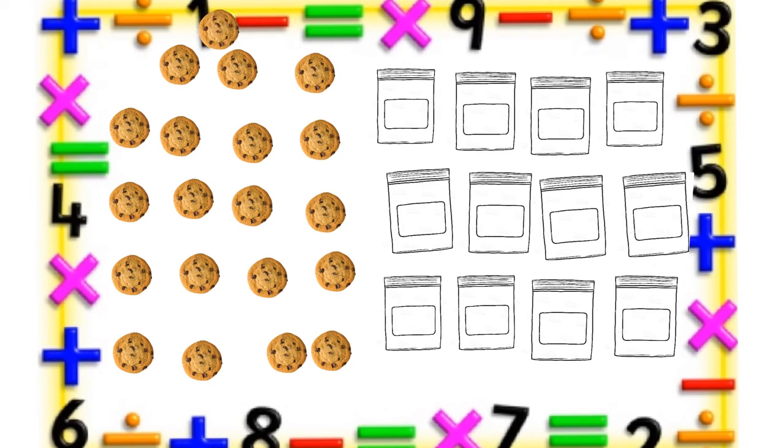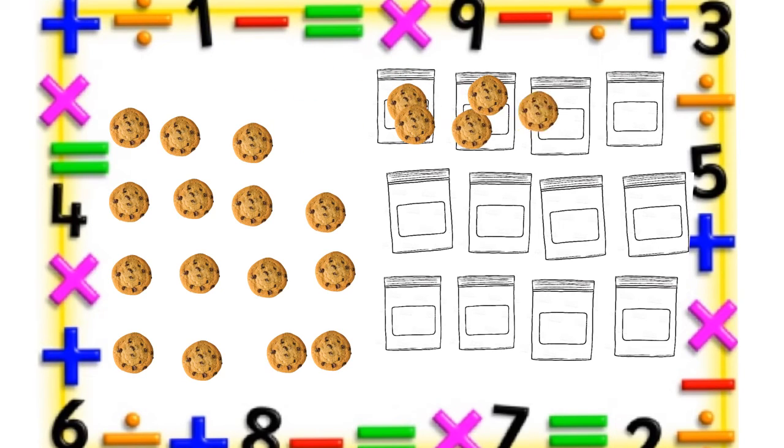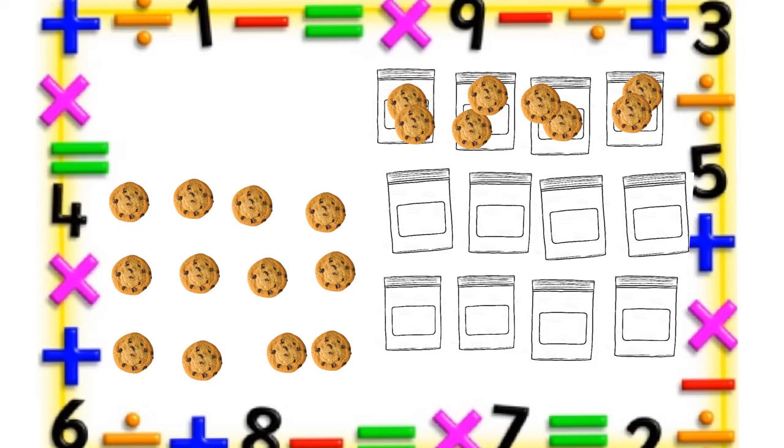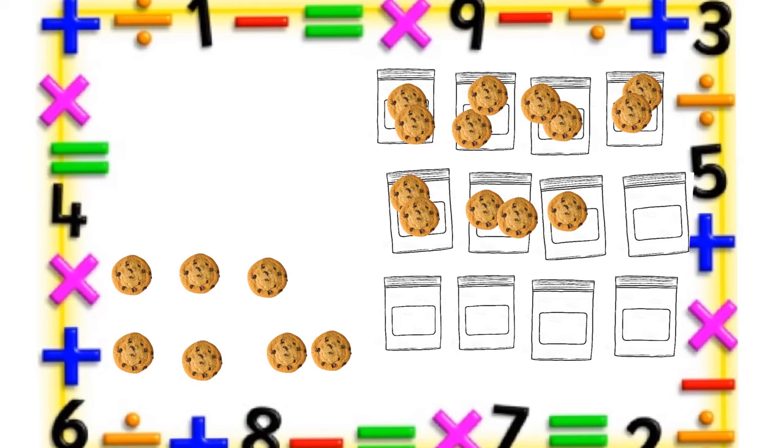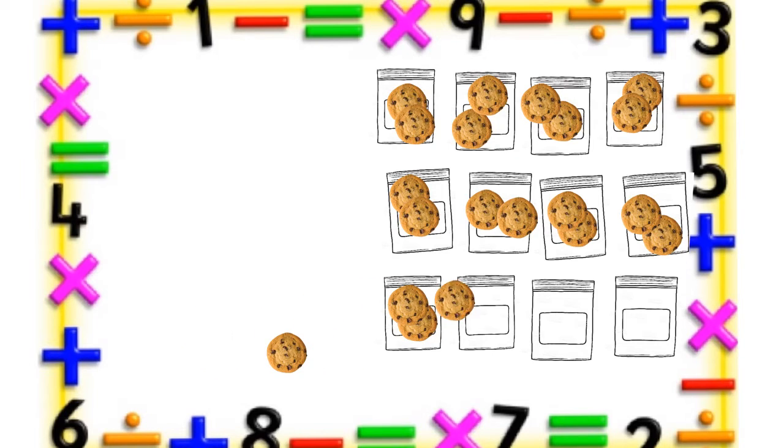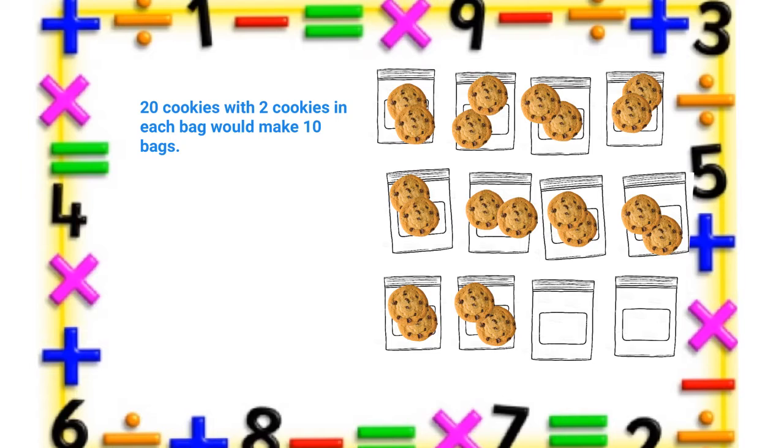But what if I wanted to put 2 cookies in each bag? Since 1 cookie in each bag isn't really much to be selling, I wonder if I'll have the right amount of cookies so that each bag will wind up with 2. Since 20 is an even number, I was able to put 2 cookies in each bag and not have any left over. So 20 cookies with 2 cookies in each bag would make 10 bags. In other words, 20 divided by 2 equals 10.